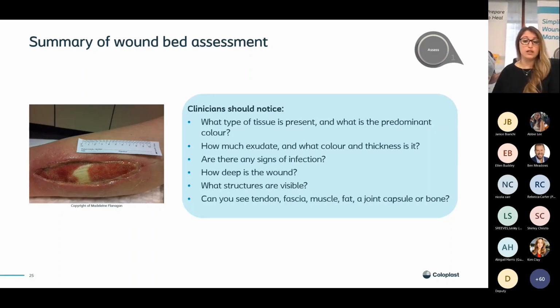We need to monitor the depth of the wound, whether this wound is getting any deeper, or whether it is healing, and what structures are visible. So can you see any bone? Have you got a category 4 pressure ulcer where bone is visible? Or have you got a wound on the lower limb where you can see tendon visible? Okay.